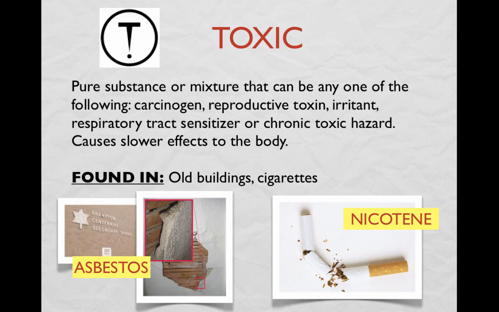Toxic is a classification for a pure substance or mixture that can be any one of the following: a carcinogen, so something that can cause cancer, a reproductive toxin, an irritant, a respiratory tract sensitizer, or chronic toxic hazard. It causes slower effects to the body. Examples include asbestos and nicotine.